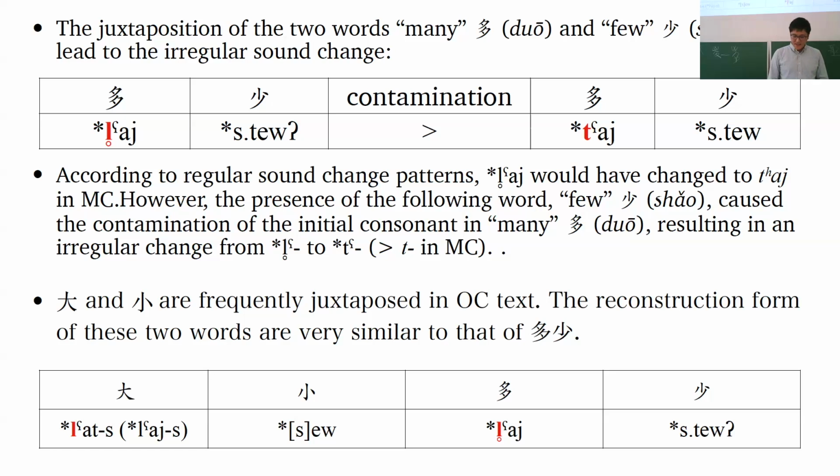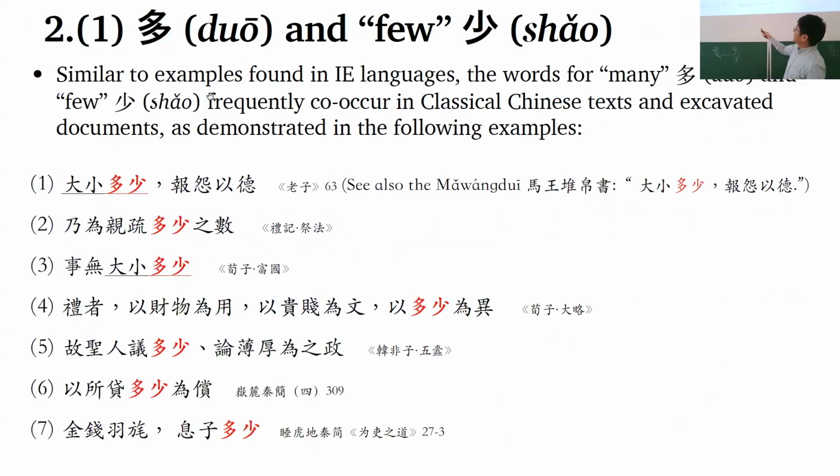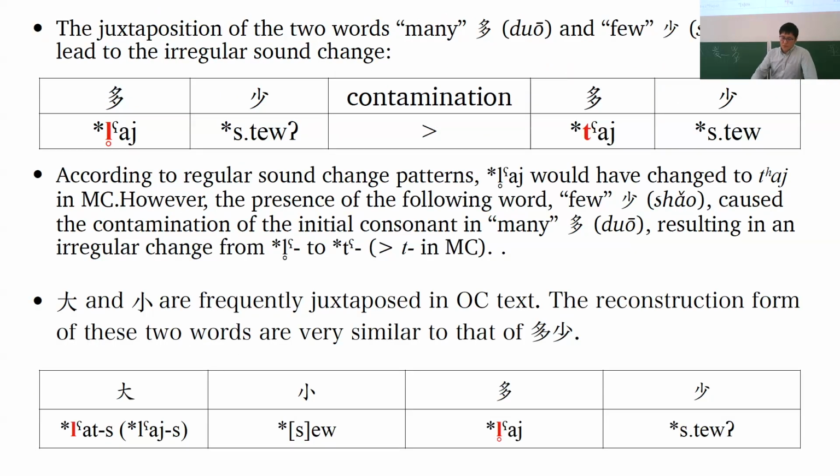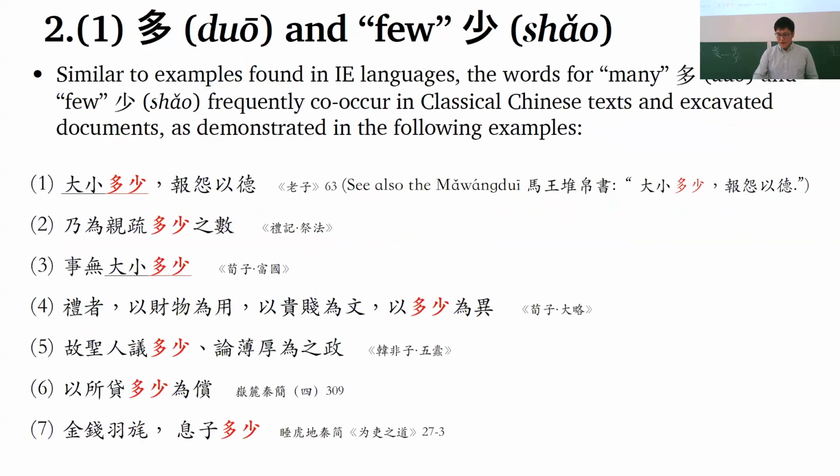And what interests us is that da and xiao are also frequently juxtaposed in the Old Chinese text, as I showed you before. 大小多少，大小多少. There are so many examples. So I think we can reconstruct da like a 歌部 final, or might be a 鱼部, just like the previous reconstruction. So maybe the similarity between da and duo may have led to the contamination, because it's too similar. Da and duo have similar reconstructed forms. So this is my idea about the contamination.